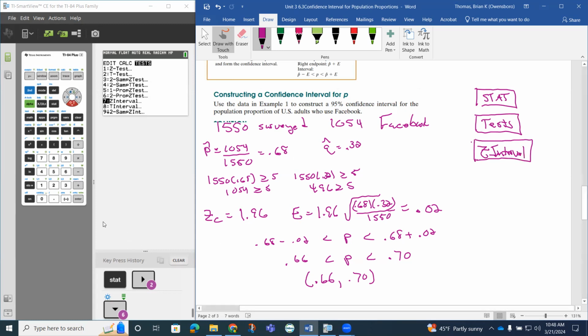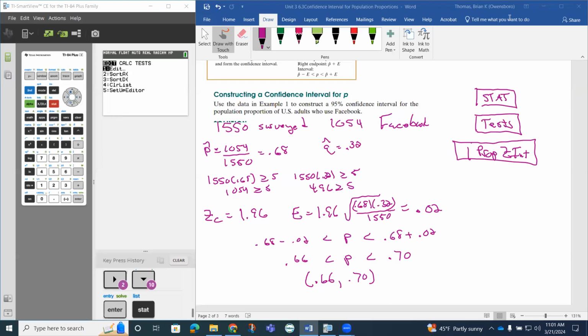We enter there. It gives us some fields here. No, that's not the right one. Let me pause here a second. So let's try that again. We'll quit there and go to stat, go to test, and it's actually the proportion one. It's this one with alpha, the 1-PropZInt. So stat, test, and then 1-PropZInt.